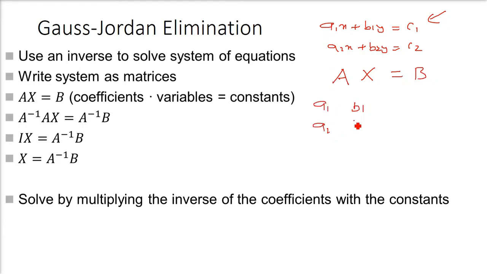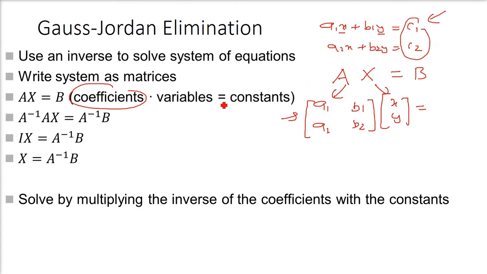What is A? a1, a2, b1, b2. a1, a2 are the coefficients of x, and b1, b2 are the coefficients of y. So this capital A corresponds to these coefficients. Then we have capital X, which corresponds to x and y, which are the variables. Then we have the constants, c1 and c2, on the right hand side. So this is the form. We started with the equations and we came down to a matrix. That is how we write the matrix.